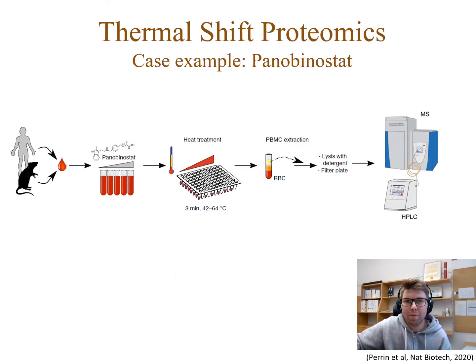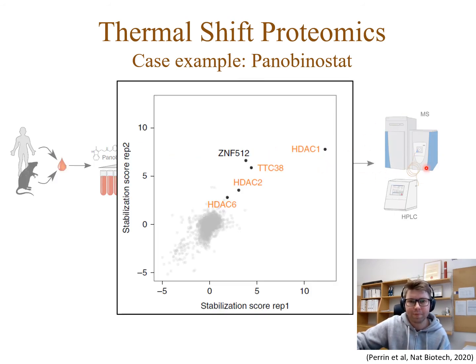So in the sample with panabinostat, blood was extracted from humans, and the blood was then aliquoted and exposed to a concentration range of the HDAC inhibitor. These samples were then exposed to a temperature gradient, after which PBMCs, peripheral blood mononuclear cells, were extracted, and the solubility of proteins was assessed using mass spectrometry.